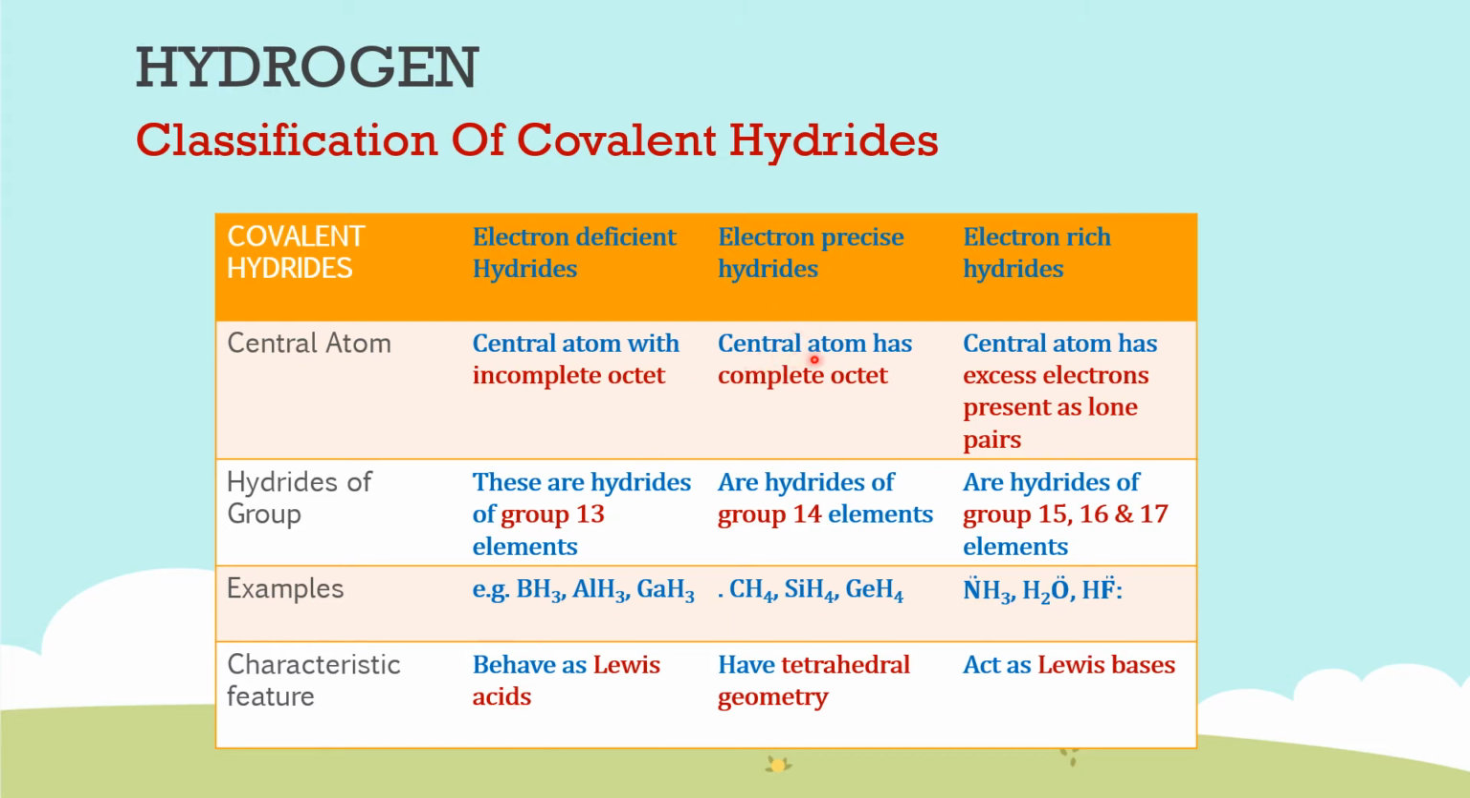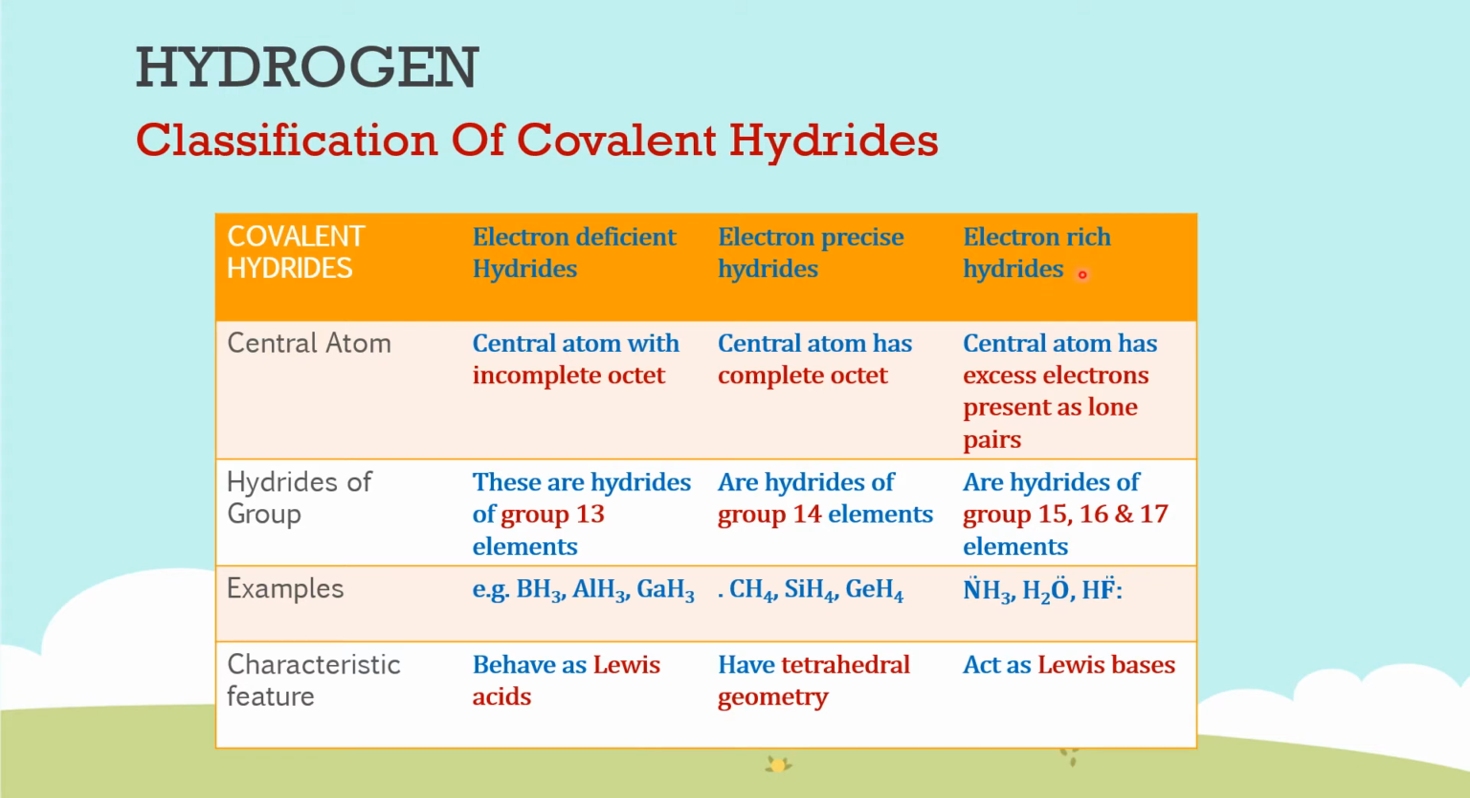Then we have the electron precise hydrides. So these are having the central atom with a complete octet. They are going to be the hydrides of group number 14. For example, we have methane, we have SiH4, we have GeH4, and all of them will be having all 4 covalent bonds. Therefore they will be having a tetrahedral geometry.